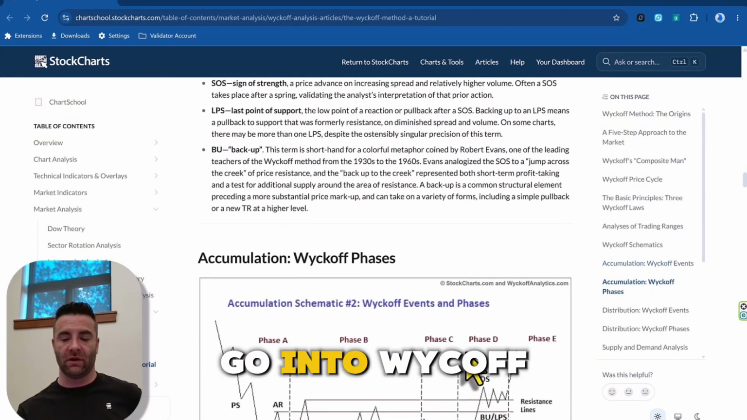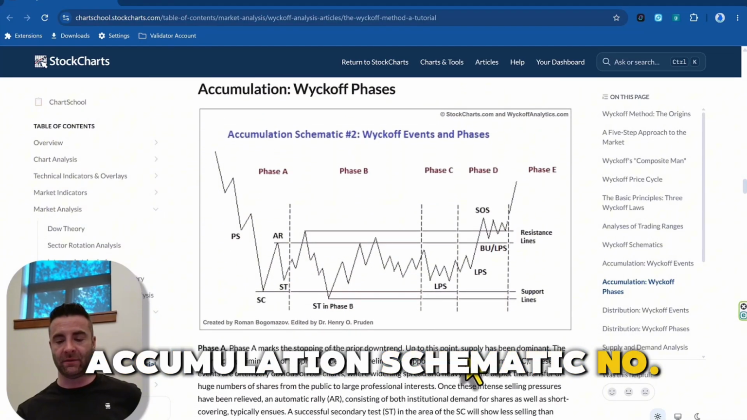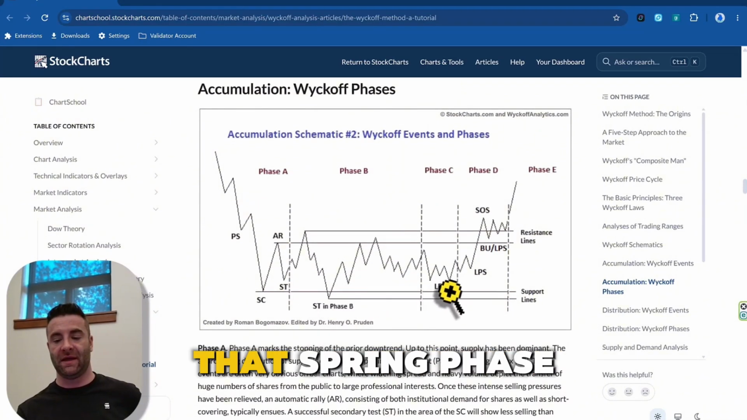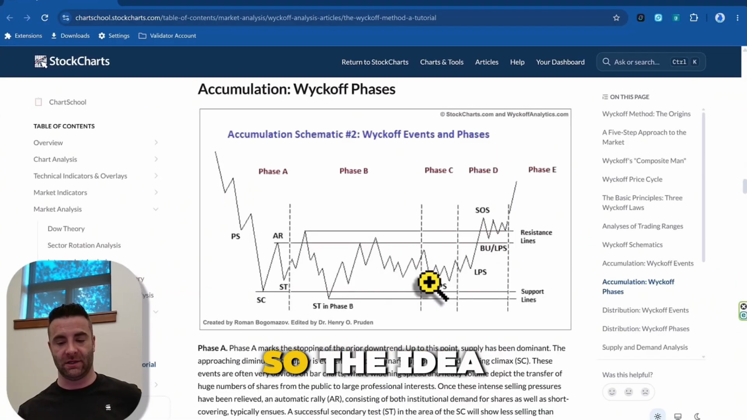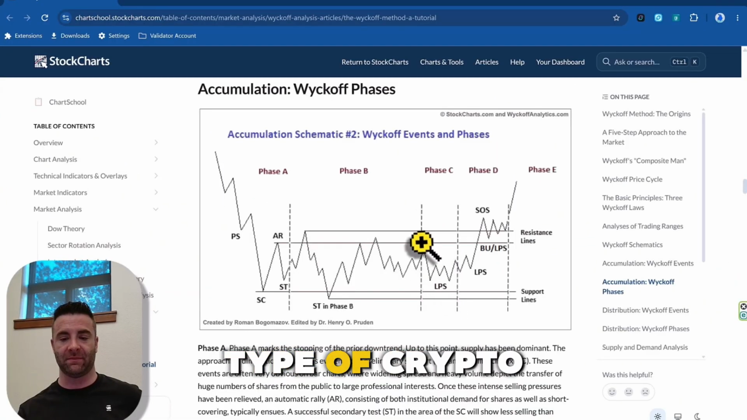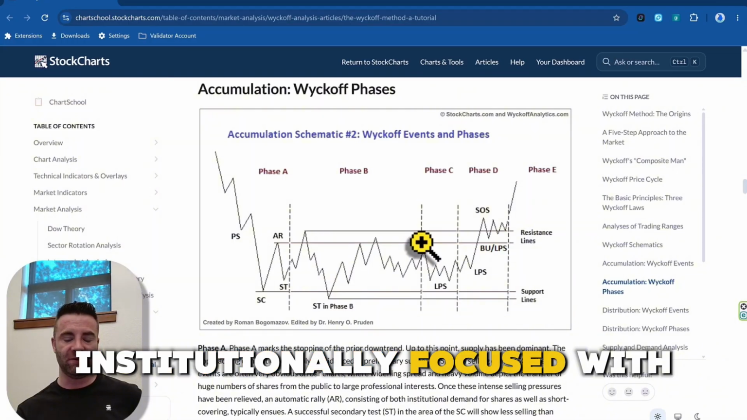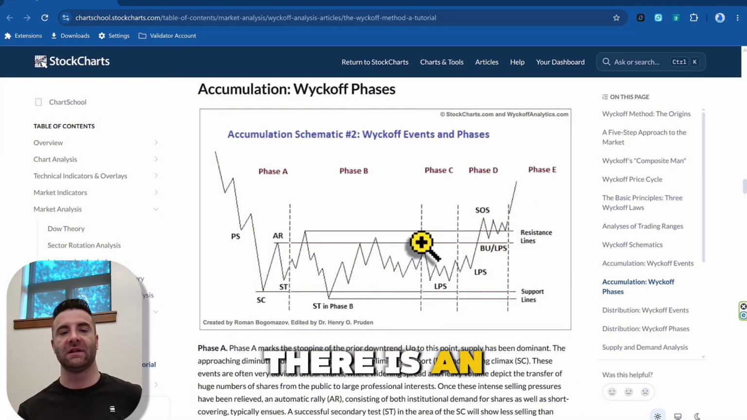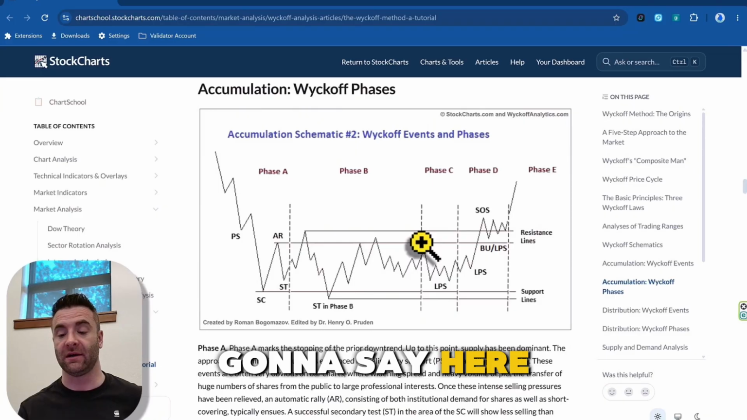So as we go into Wyckoff accumulation schematic number 2, you'll see that the spring phase over here is not there. The idea is that for this type of crypto, institutionally focused, there is an institutional demand is what I'm going to say here.